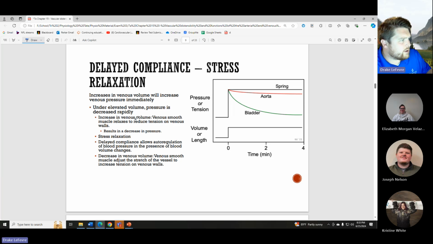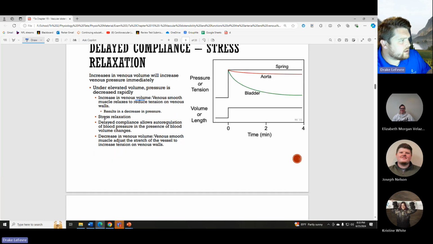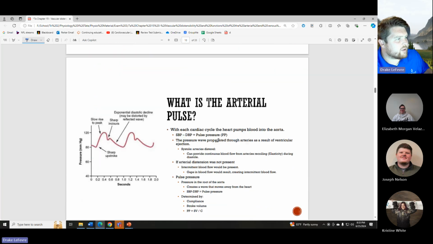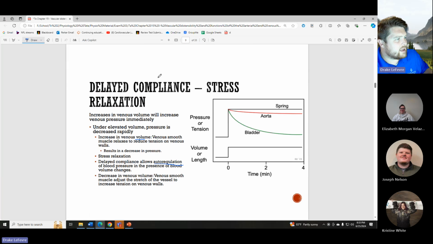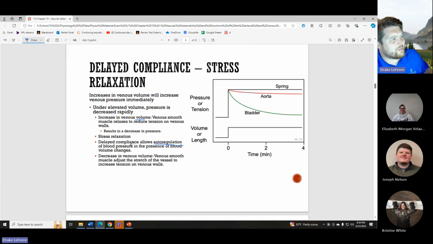Yeah, so increase in volume, smooth muscles relax to reduce tension on the venous walls, stress relaxation. So when you apply stress to something, stress to the walls of the vessels, they relax. Yeah, the autoregulation. Those are the key points that I'd hit. I'd remember those. Other than that, meh. Like I don't remember this at all.